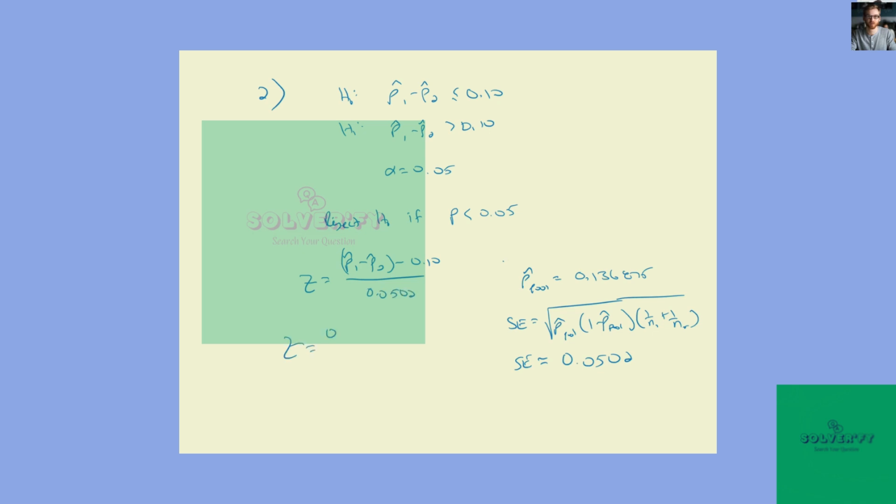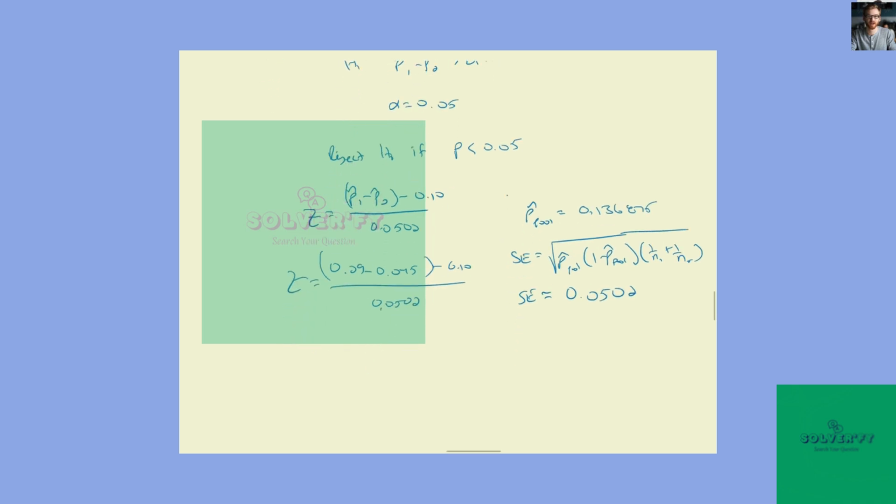So our test statistic is going to be 0.29 minus 0.045 minus 0.10 over 0.0502. And that is 2.89. That would be the test statistic.